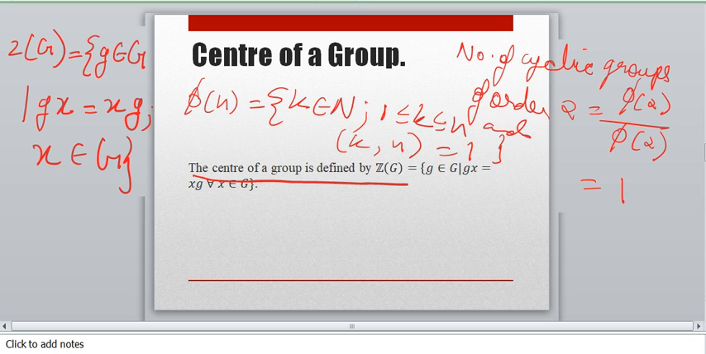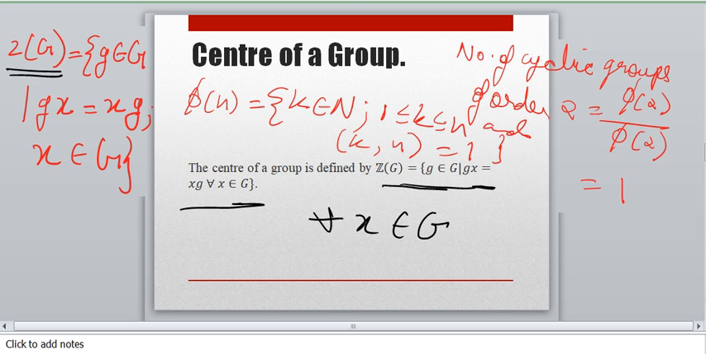The center of the group is a set denoted by Z(G). Z(G) is the center of the group, such that g belonging to the group G, gx is equal to xg for all x belonging to G. Okay, so that is the basic definition of the center of a group.